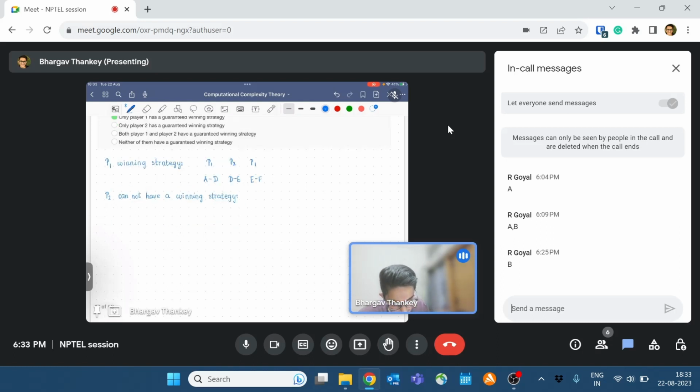So when does player one have a winning strategy? P1 has a winning strategy. What this means is that there exists a move 1. Throughout the rest of the proof, I'll use Mij for the jth move of the ith player. So M11 is the first move of the first player.